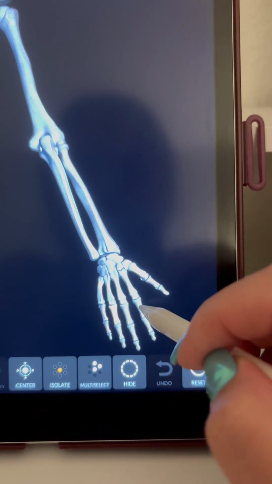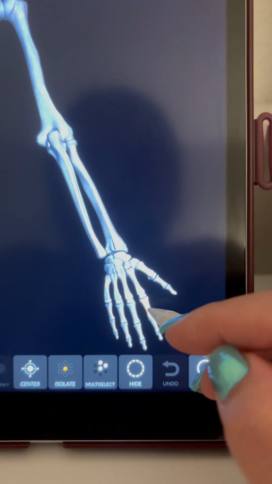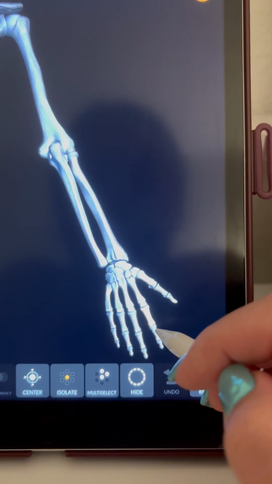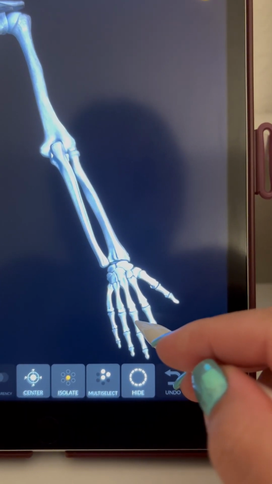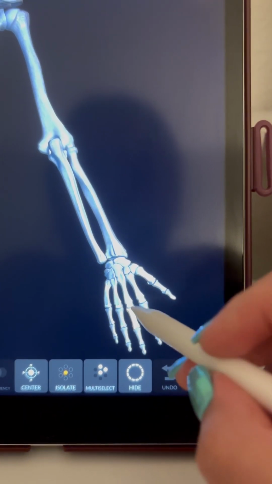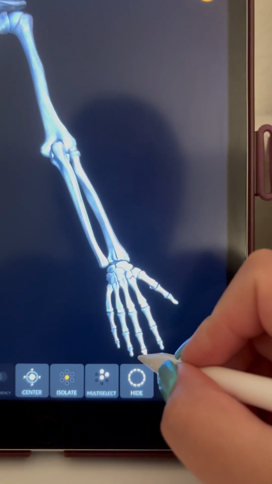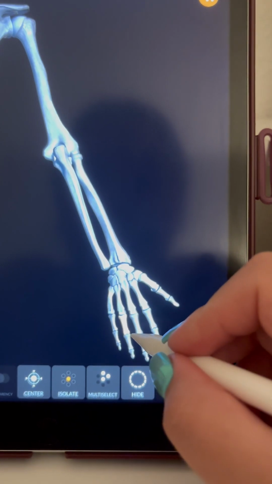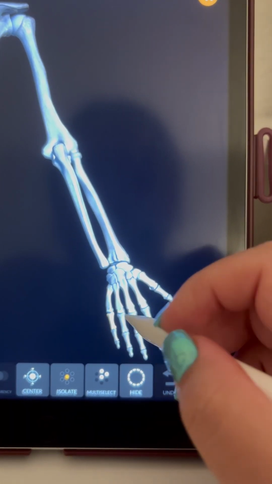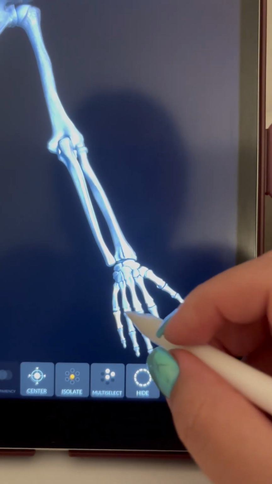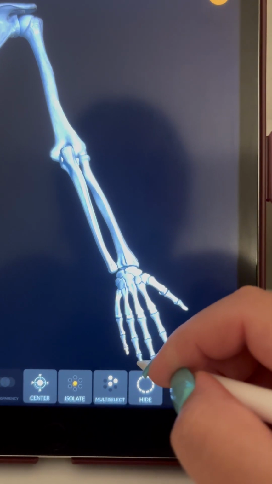So this would be, sorry, not metacarpal, proximal phalanx 2, middle phalanx 2, distal phalanx 2. This one will be proximal phalanx 3, middle phalanx 3, distal phalanx 3. This will be proximal phalanx 4, middle phalanx 4, distal phalanx 4. And then this one will be proximal phalanx 5, middle phalanx 5, and then distal phalanx 5.